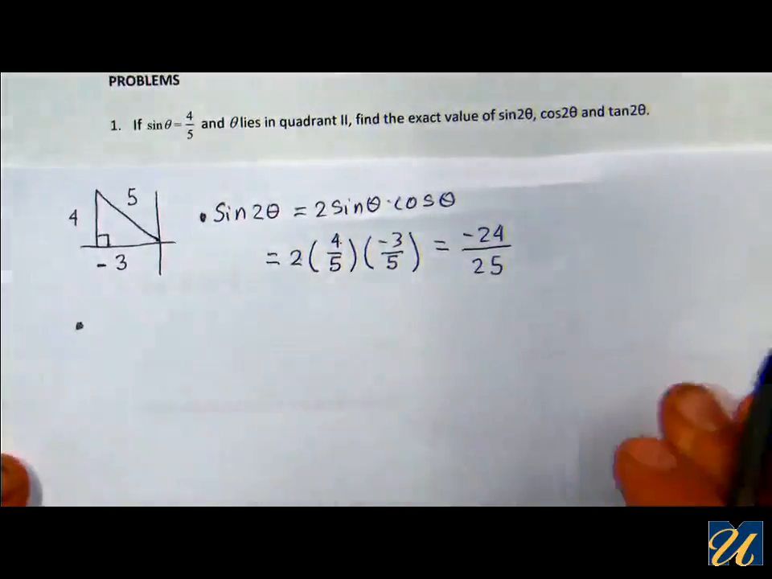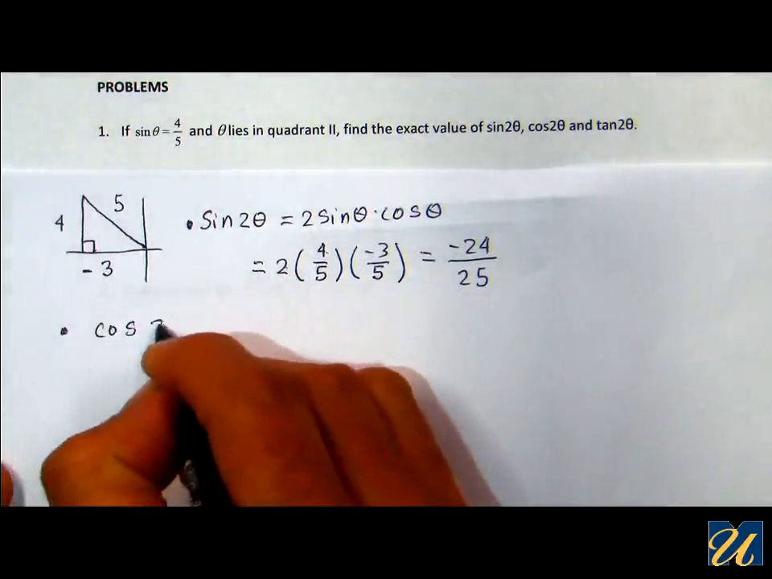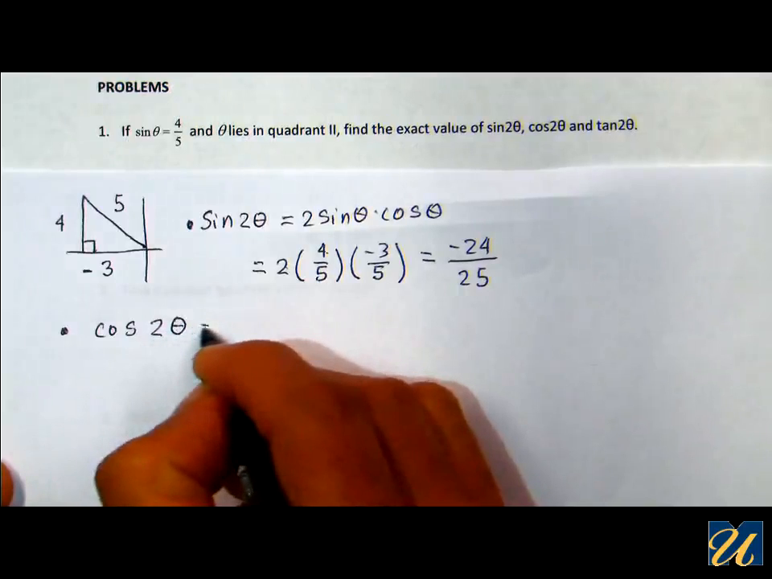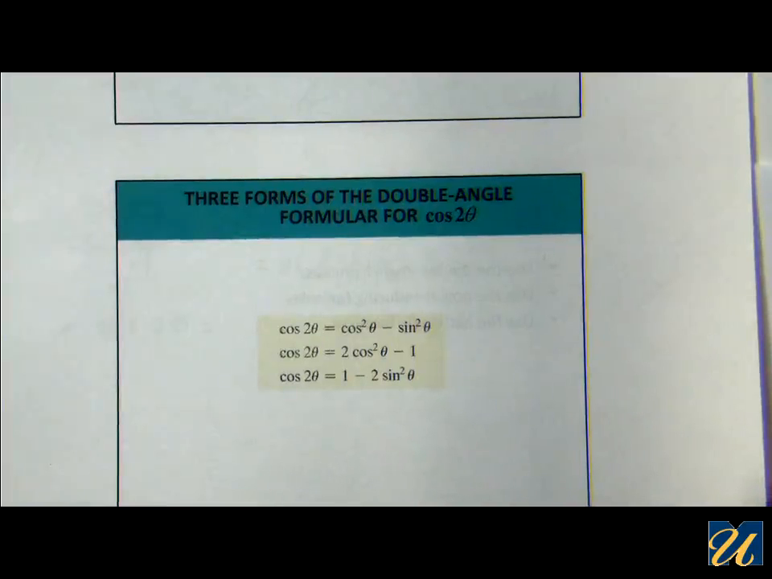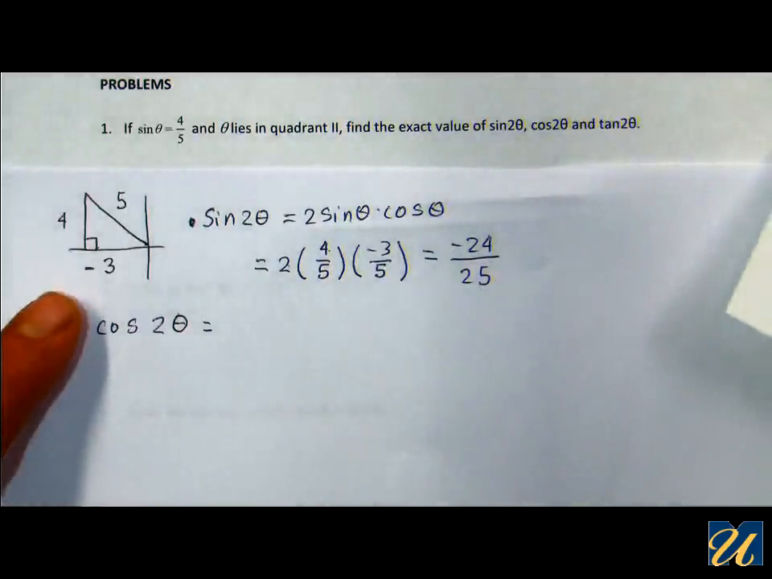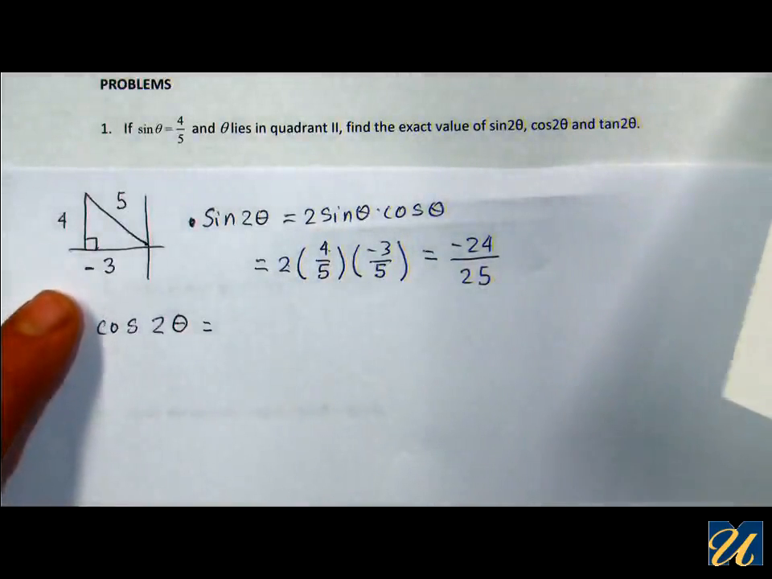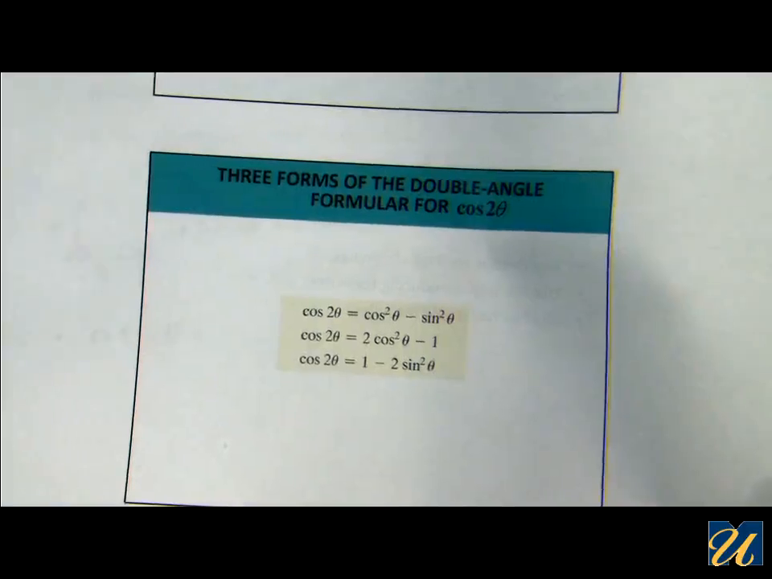The next one being asked for is cosine 2 theta. Well, how do you know which one of these identities are supposed to be used? Well, it doesn't matter. You'll get the same answer by using any of the 3. And I encourage you to try all 3 and show that you get exactly the same answer. Now, we have a triangle here with all sides known. So we know the sine and we know the cosine. So it does not matter which one we use. So we'll take a pick.